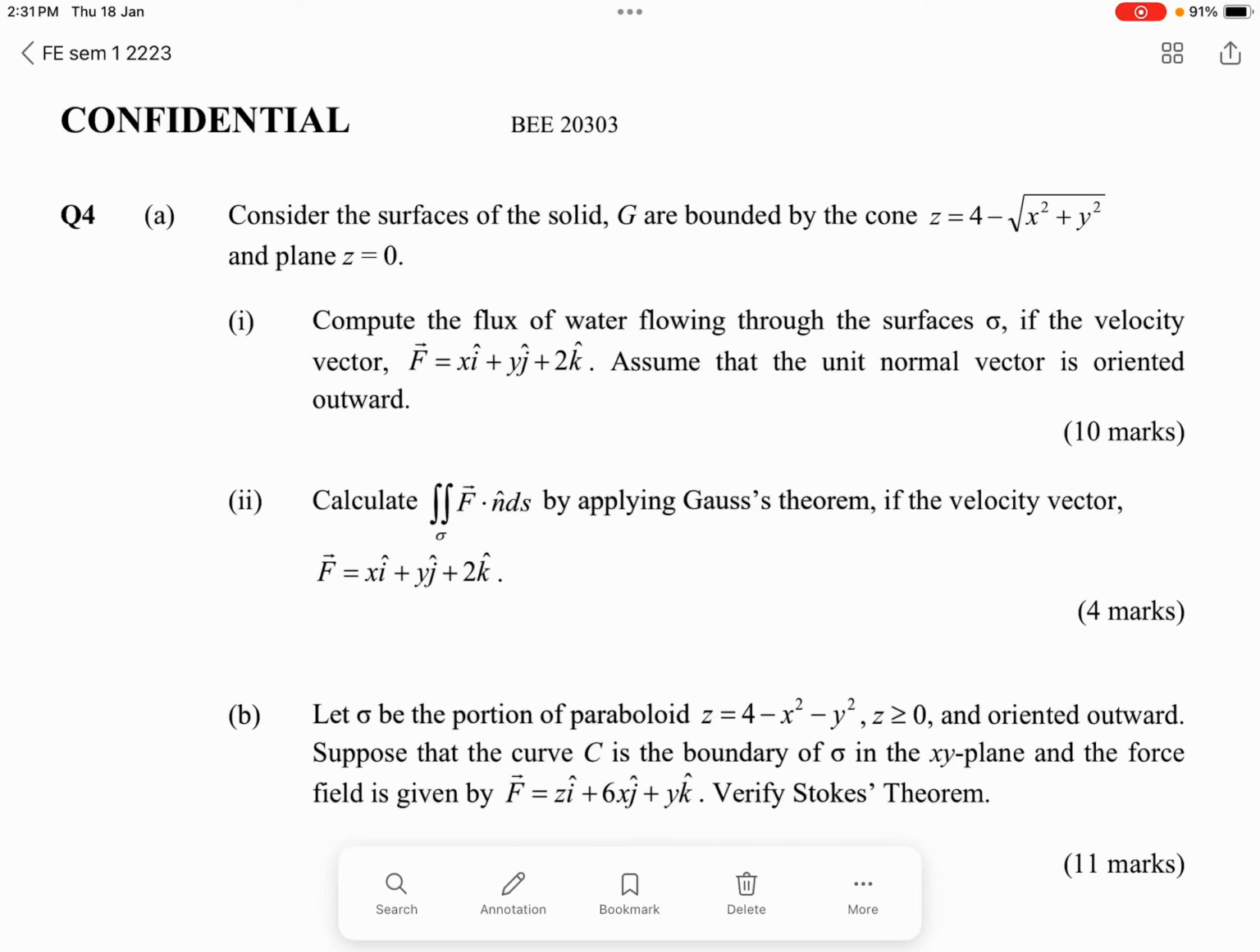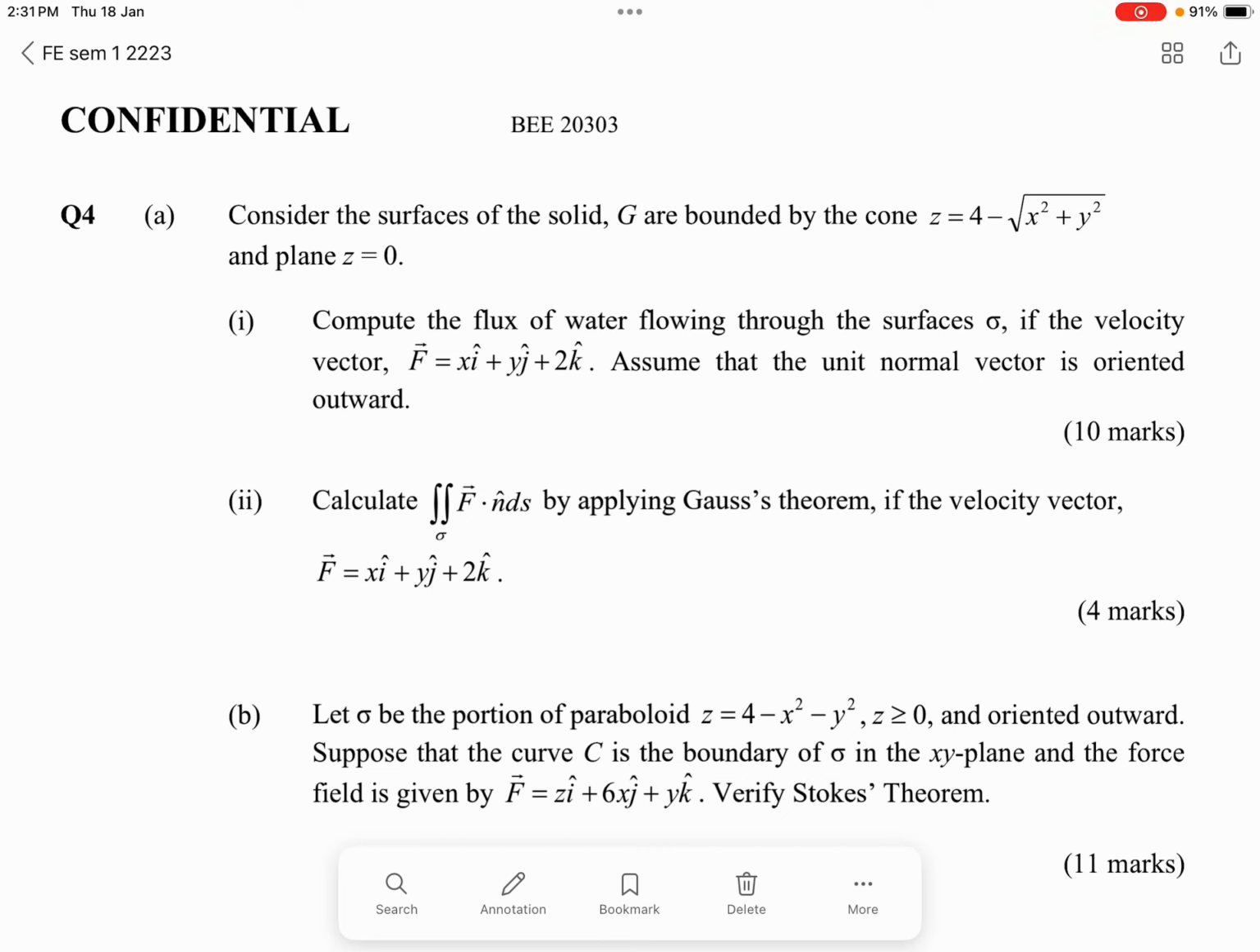Hi everyone, let's look at question number 4a. Consider the surface of the solid G bounded by the cone and the plane z equals 0. Compute the flux of water flowing through the surface. If the velocity F is given, assume that the unit normal vector is oriented outward.